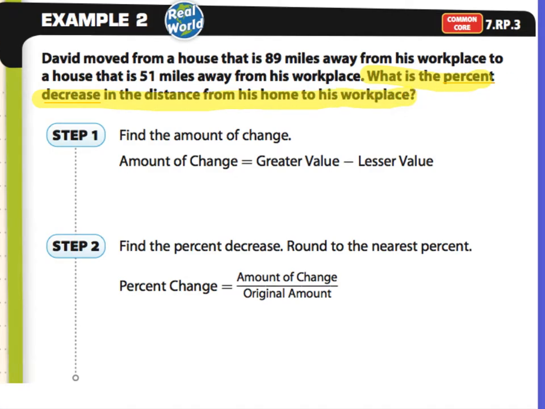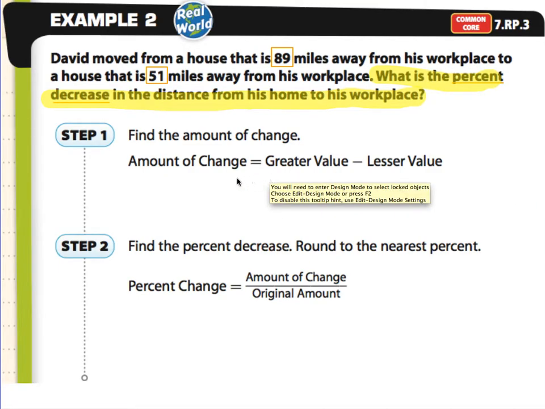Well, it's important to note that he went from being 89 miles away to 51 miles away. So he got closer. In this case, it's a decrease because he went from being further away from work to closer to work. Again, the process is exactly the same. It's the greater value minus the smaller value.